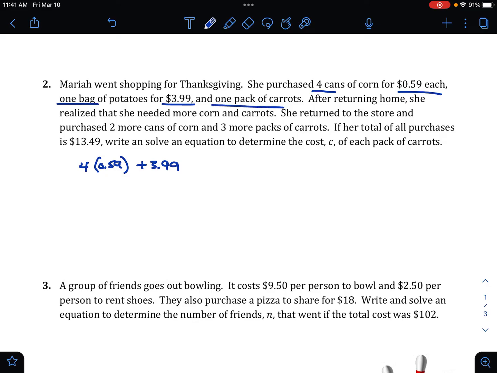And then 1 pack of carrots. I'm going to scan ahead here. Is there any price of carrots anywhere? Nope. It says C is the cost of each pack of carrots. So I'm going to put a C where we see 1 pack of carrots, adding in the C.